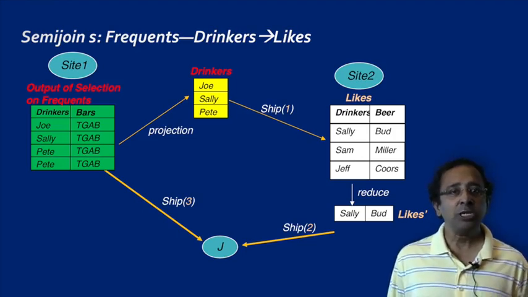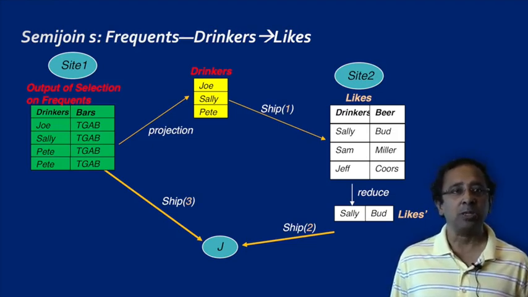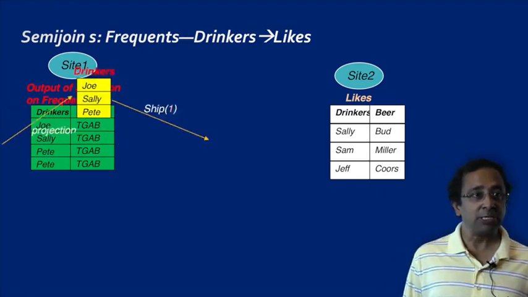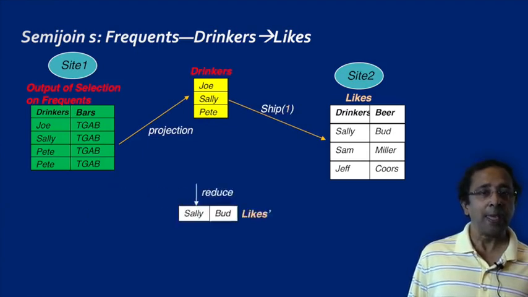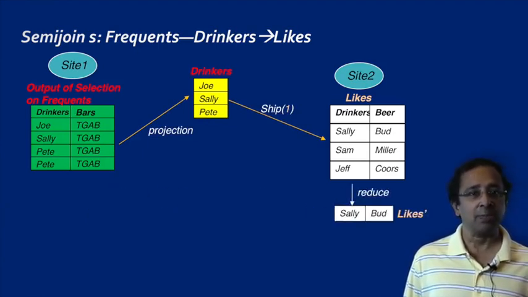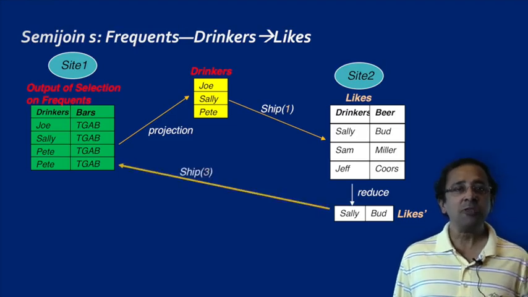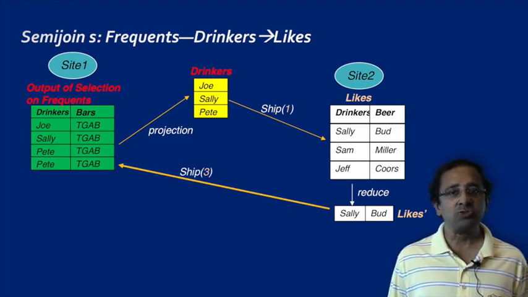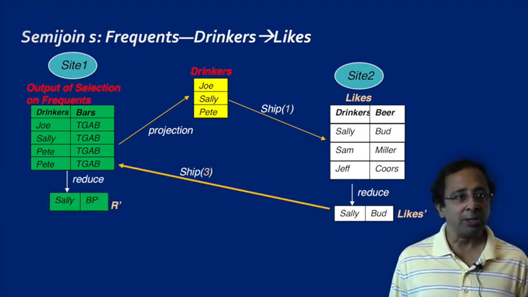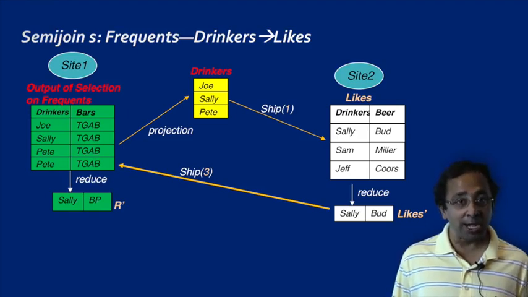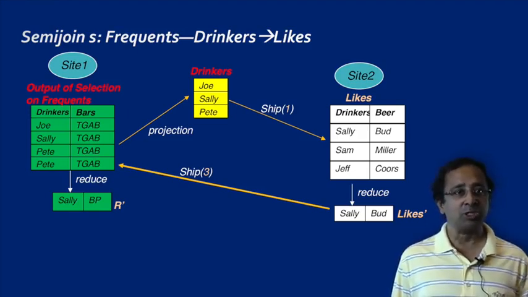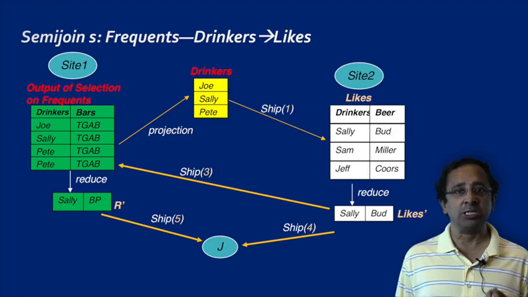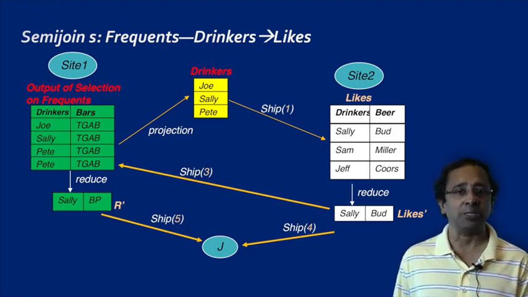A more efficient version of this is shown in the next slide. In this version, the first 2 steps, this and that, are the same. Then, the result of the reduce is also shipped to site 1 to find the matches from the red relation. Another reduce operation is performed on site 1 now to get the matching records on the red relation. Finally, these 2 reduced relations are shipped to the site where the final join happens.